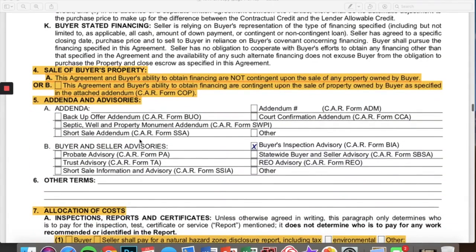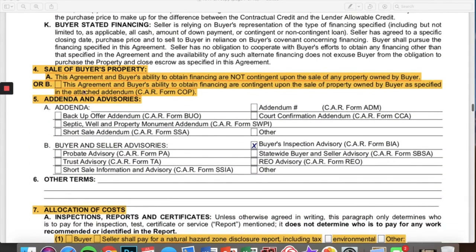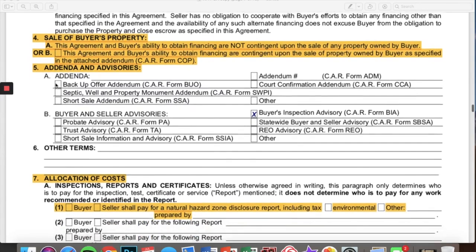Next, there is going to be a box that gives you the option to say that this offer is contingent upon your buyer's ability to sell their current home. And so it's absolutely critical, if that's the situation, that you check this box. Otherwise, your buyer's earnest money can be at risk if something falls through. So make sure that you're very, very careful about that.